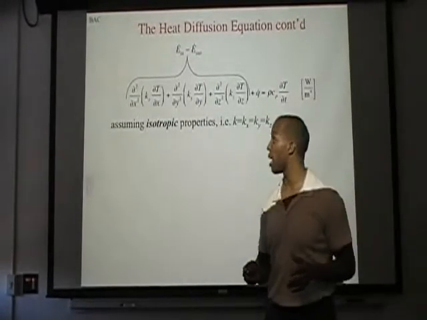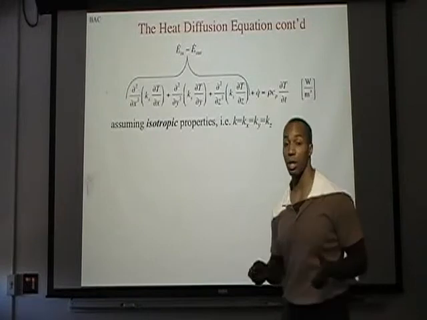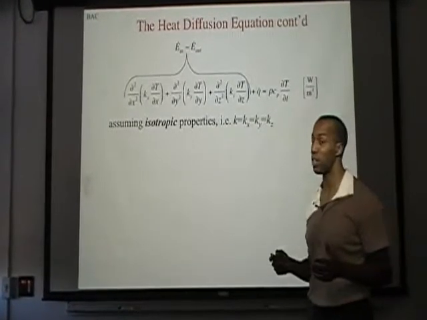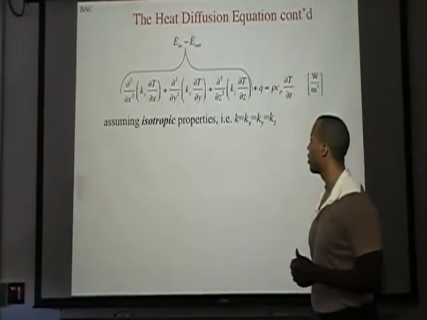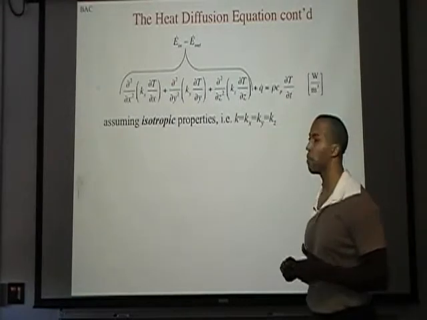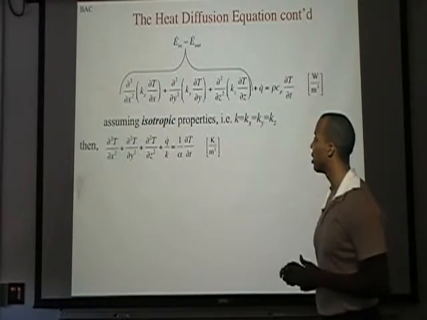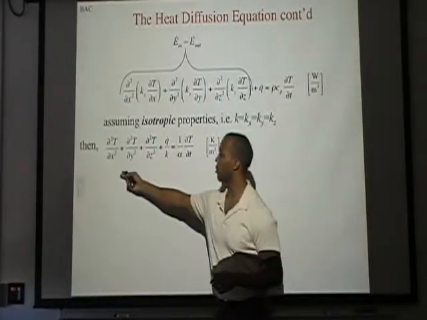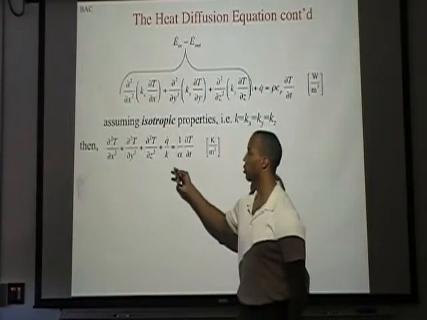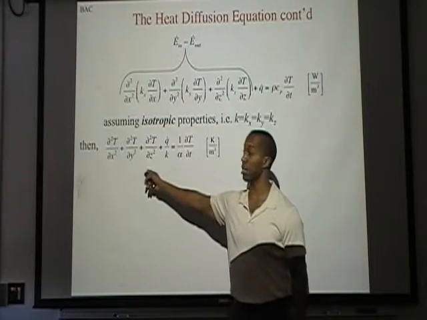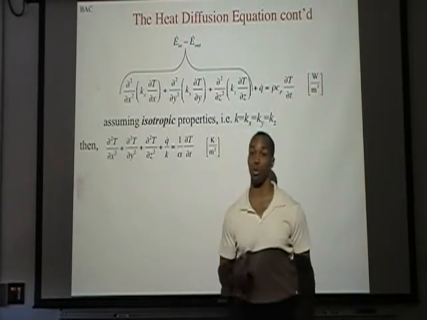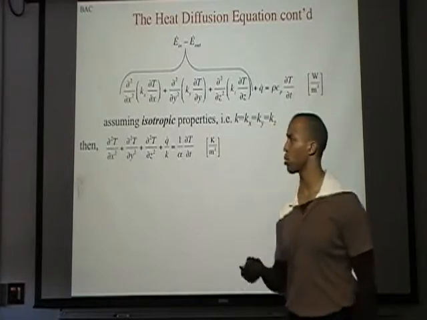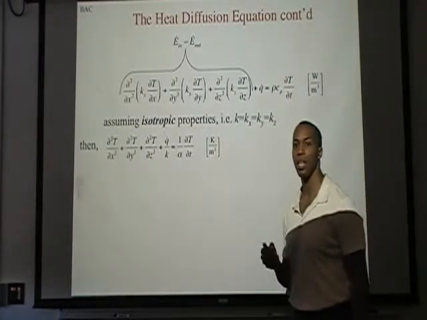So now we're going to assume isotropic properties. So thermal conductivity does not depend on the direction in the material. So it equals one value for all directions. And then we can simplify to this form. And this is a common form of the heat equation that you'll see. This equation is correct because these are second order partial derivatives of temperature with respect to x, y, and z.